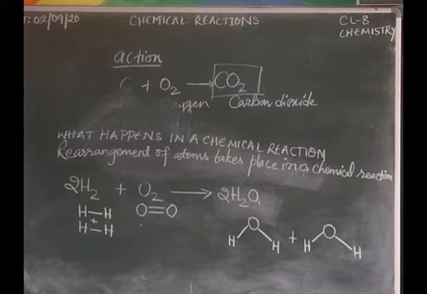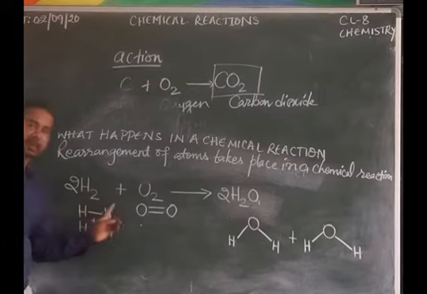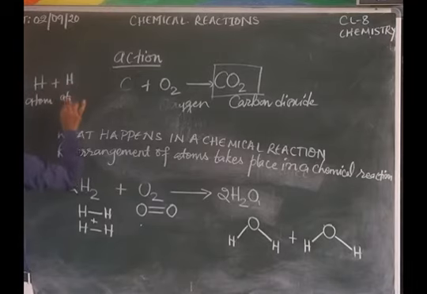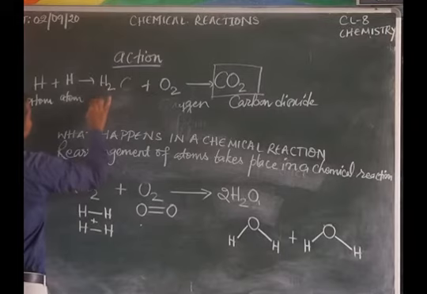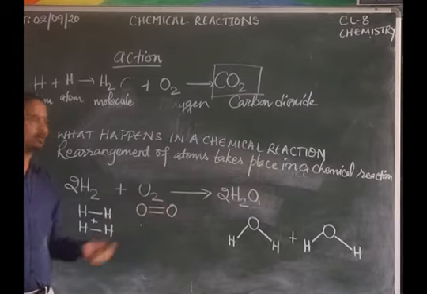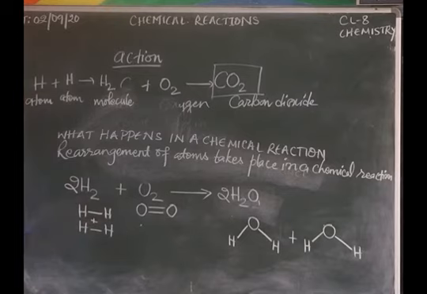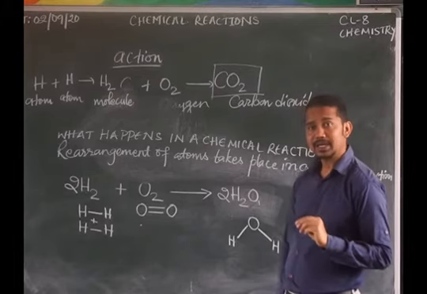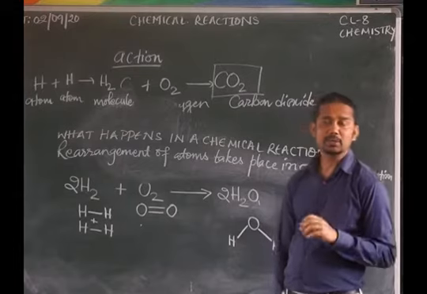Now, this hydrogen atom combines with another hydrogen atom to form a hydrogen molecule. Hydrogen atom plus hydrogen atom gives hydrogen molecule. So two hydrogen atoms combine to form a hydrogen molecule. Two oxygen atoms combine to form an oxygen molecule. Why? Because they are diatomic elements. Their molecule contains two atoms.